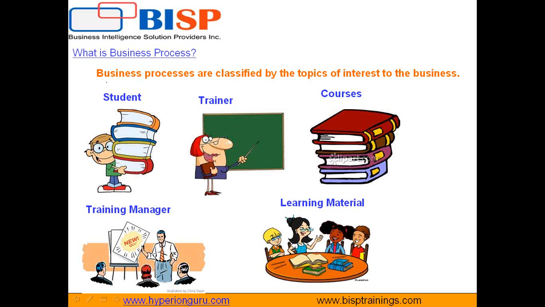So the first step, in order to implement business intelligence in my own domain, is that I come up with a list of objects or elements which are contributing to my business. One of my objects is a student, one of the important elements. We have trainers, they communicate with each other. These objects, we have courses, learning material, and training manager.